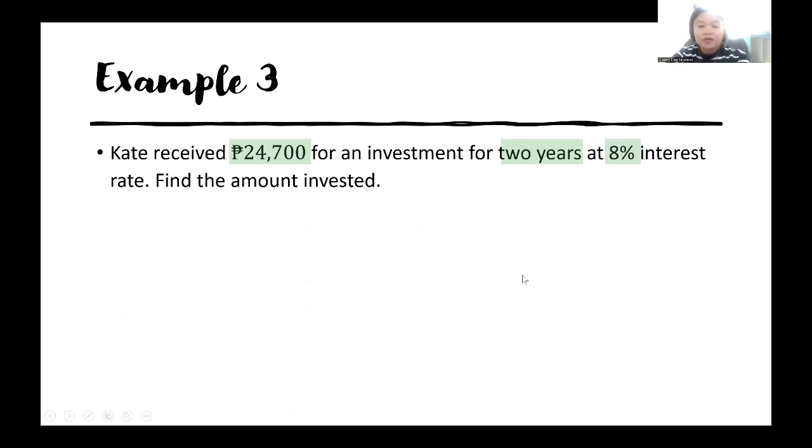Next, we have example number 3. Kate received 24,700 for an investment for 2 years at 8% interest rate. Find the amount invested. Amount invested is the principal that we need to find. So the 24,700 is your future value, which is what she received after 2 years. The 2 years is your time, and then you have the 8% as R. You are asked to solve for P.